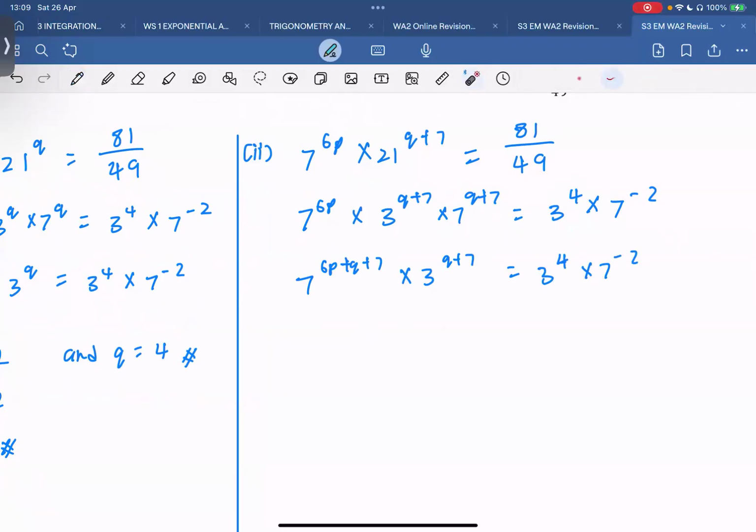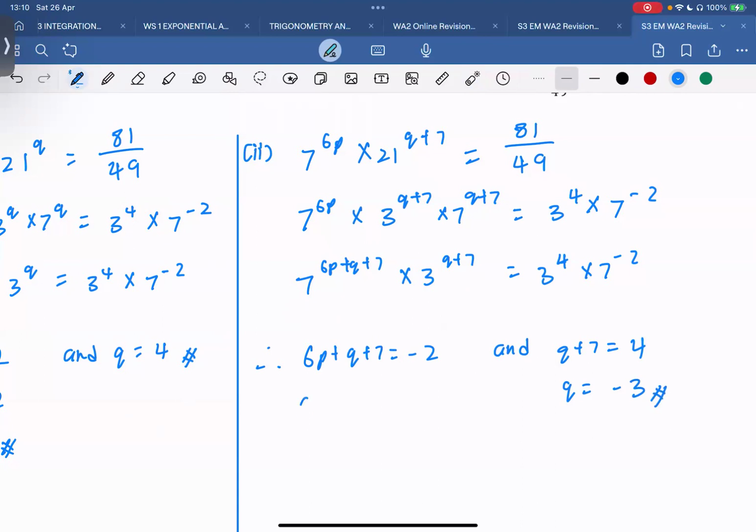Okay, then compare same base. So for base 7, we will have 6P plus Q plus 7 equals negative 2. And comparing base 3, we have Q plus 7 equals 4. So we know Q must be negative 3. Right, sub back in to this equation. So for P, we'll get P as negative 1.